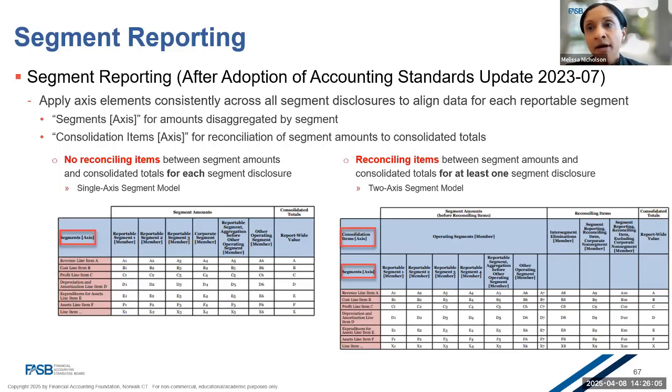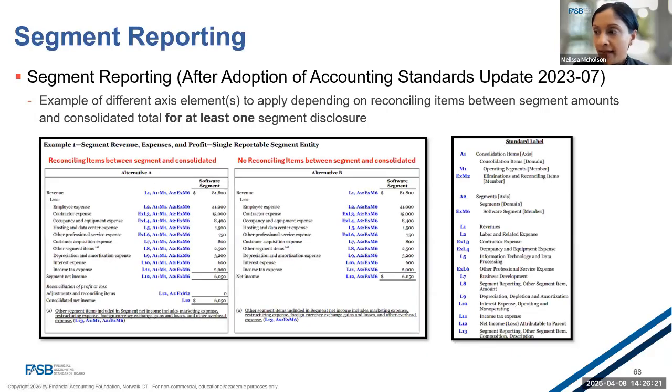And one other item to note is that the segments axis is to be used for tagging both reportable segment information as well as the segment information provided for other operating segments. Next slide, please. Now, here's an example that's included in the guide, and just for the sake of time, I'm just going to go through this rather quickly.